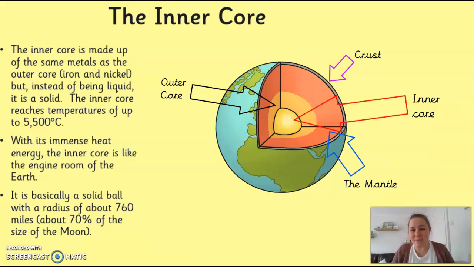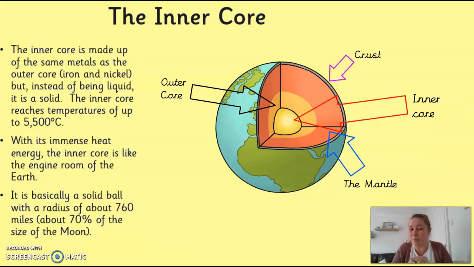As we go right deep down now into the center, we have the inner core. Now the inner core has metals also. So it has the iron and the nickel, just the same as the outer core, those two metals. But in the inner core, they are solid. So in the outer core, they were liquid, and in the inner core, they are solid, reaching temperatures still of over 5,000 degrees. Okay, now it's got a lot of heat energy. So it's like the engine room of our Earth. It's right at the center and it's kind of helping to control things.